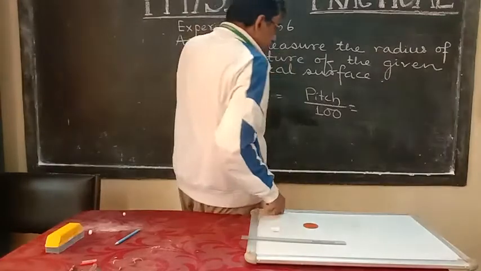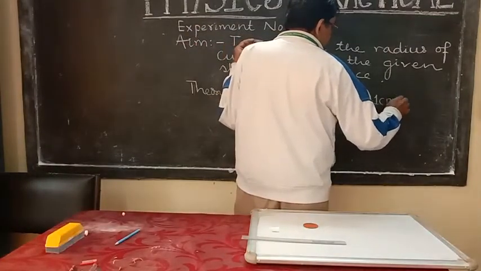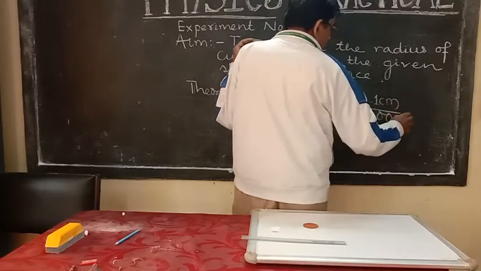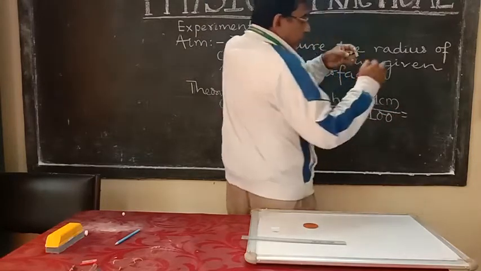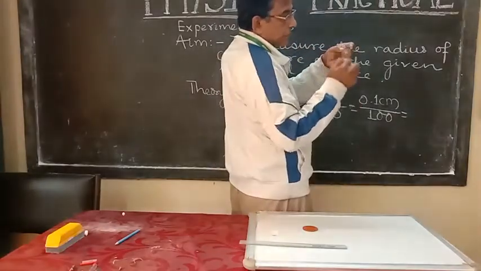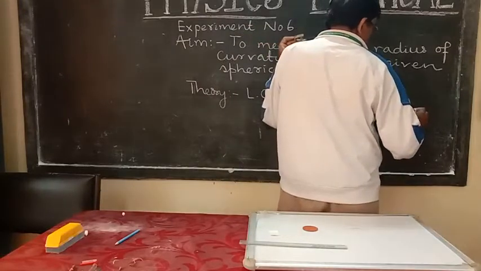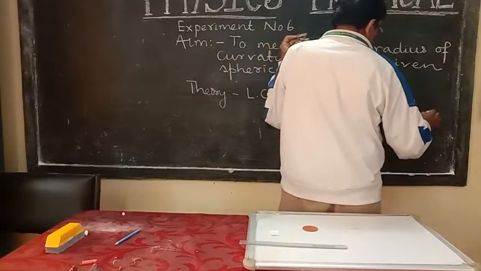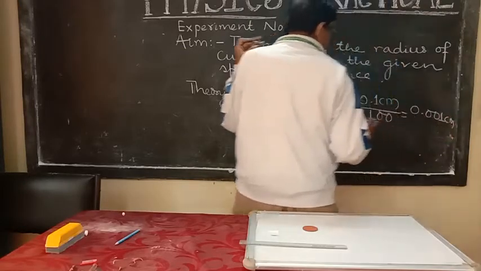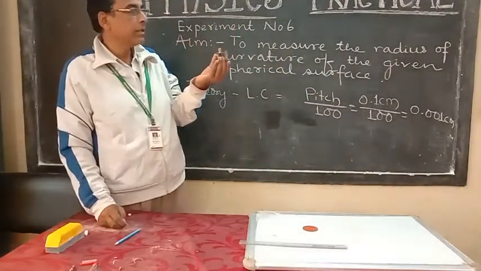That is, pitch is 0.1 centimeter divided by 100, because the entire circle has 100 divisions. So by 100, that is, 1 division will give you the least count, that is 0.001 cm. This is your least count in this case.